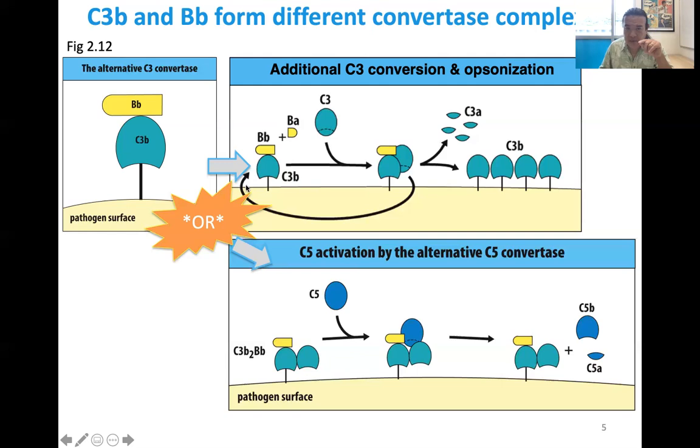And importantly, keep in mind that both of these are actually happening simultaneously because, even though the cartoon we're focused on shows only one of these C3b BB complexes stuck to the surface, of course, once you have a ton of these on there, both of these processes are happening at the same time with each given one. So both of these pathways are happening simultaneously.